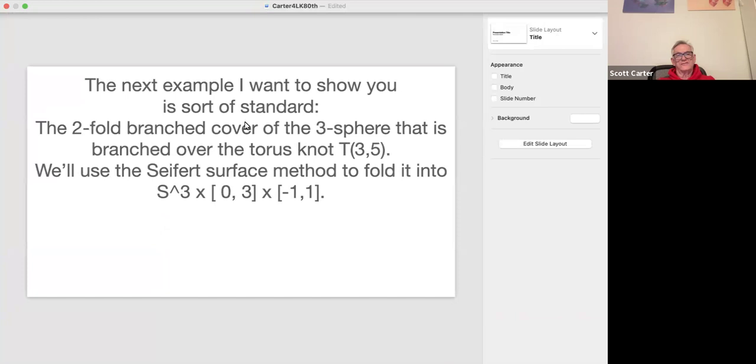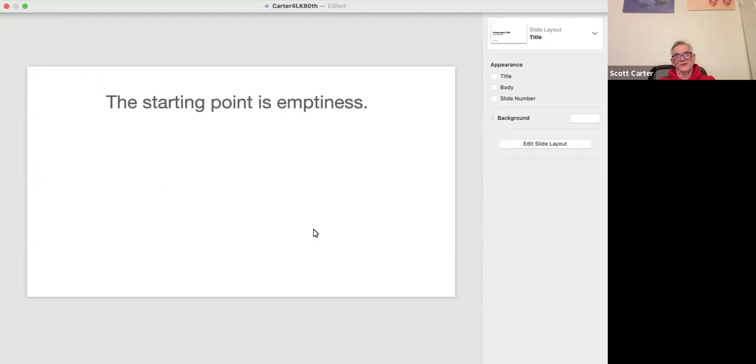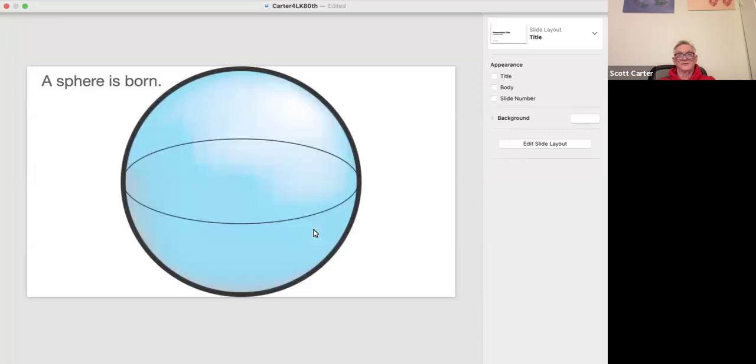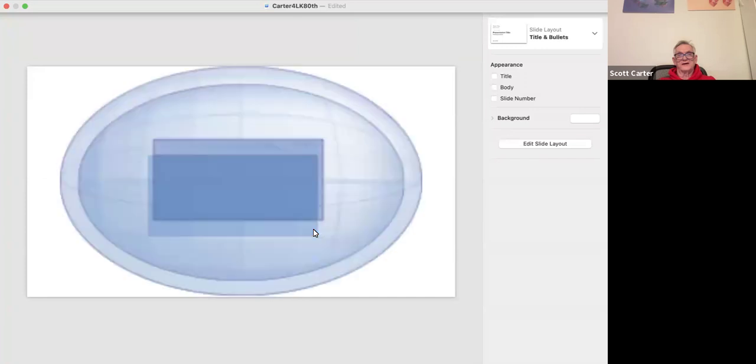We're going to look at the two-fold branch cover of the three-sphere that's branched over the torus knot T(3,5), and we'll use the Seifert surface method to fold it into S^3 cross [0,3] cross [-1,1]. Starting point is emptiness. I hope that pause was long enough. Then a sphere is born. Then another sphere is born.